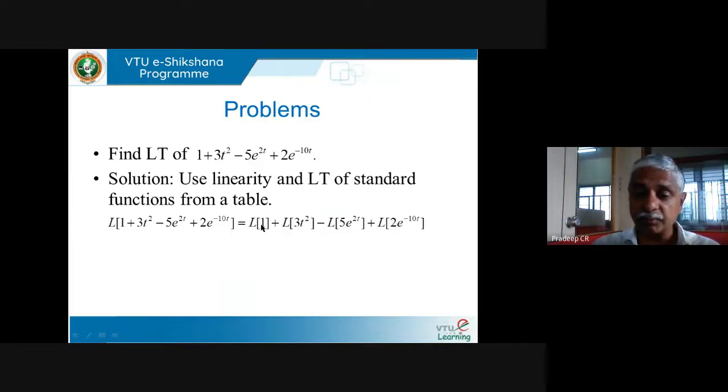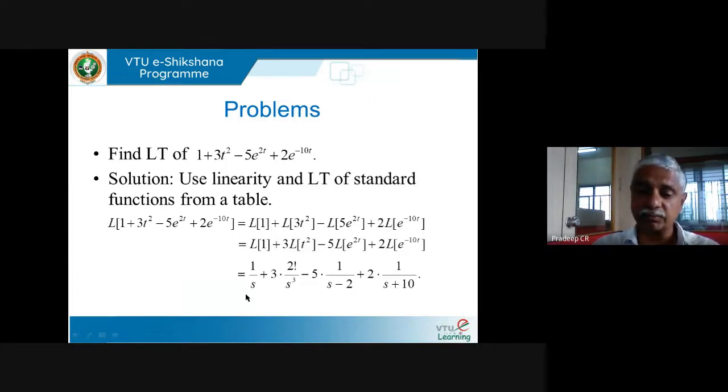Now what do I do? Oh, I know Laplace of 1, but I don't know Laplace of 3t square. I know Laplace of t square. That doesn't matter, I can pull out the constant. That's part of the linearity property. When I pull out, I'll get 3 L of t square. Here, if I pull out 5, I'll get 5 L of e power 2t. If I pull out 2, I'll get 2 L of e power minus 10t. So now each of these I know. Why? Because Laplace of 1 is 1 by s. Laplace of t power n is n factorial by s to the power of n plus 1, and n is an integer. So for t square, I'll get 2 factorial by s cube.